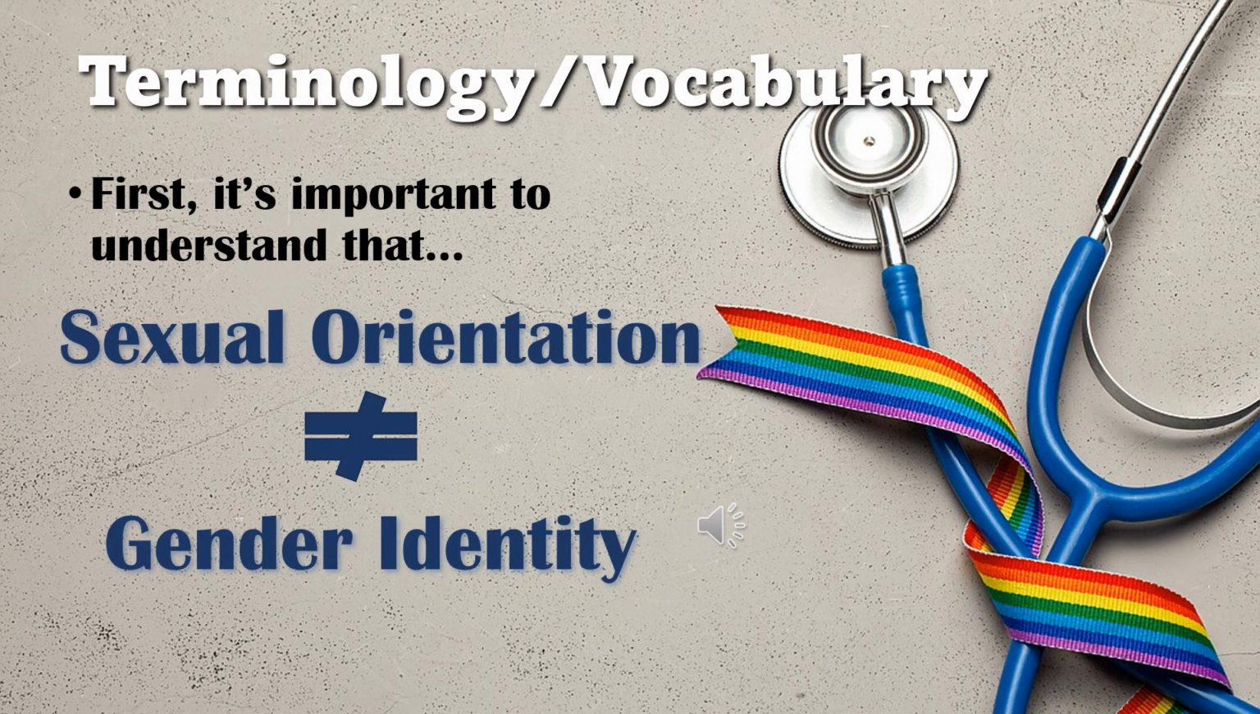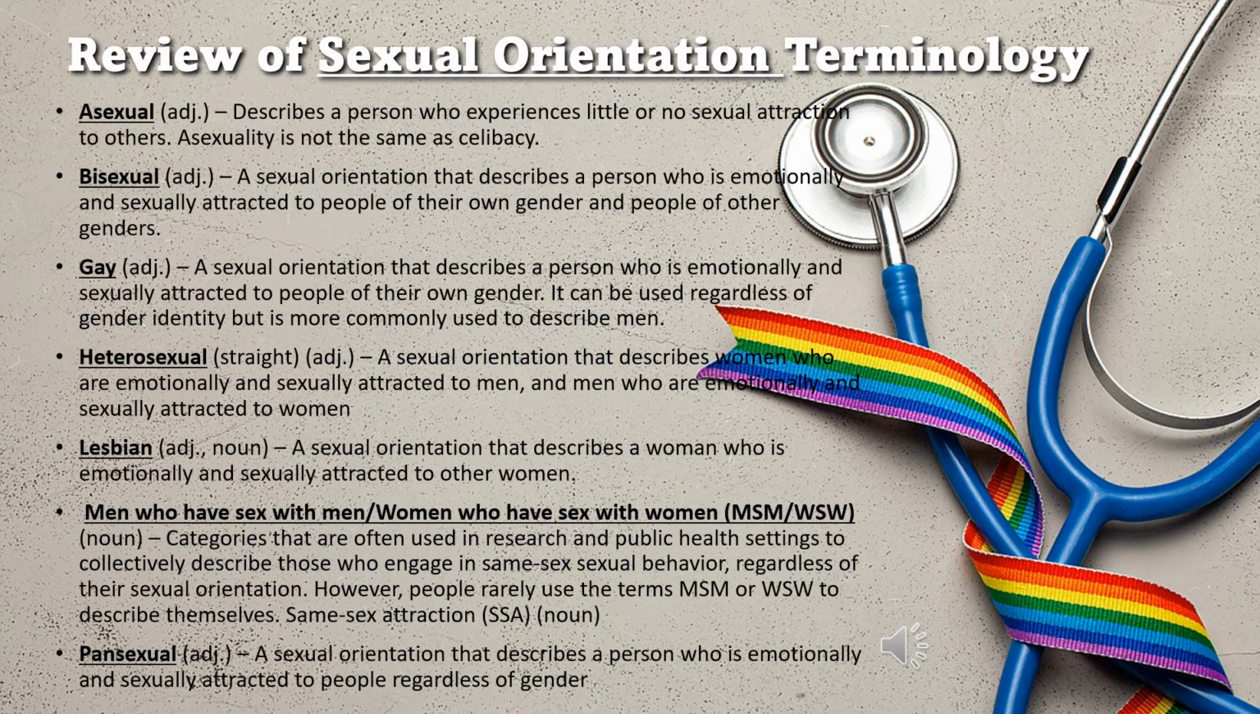Now we're going to branch off into a little bit of the terminology and vocabulary that's associated with this group. But before we begin that, as I had mentioned a little earlier in the program, it's very important to understand that sexual orientation does not equal gender identity. So let's do a review of sexual orientation terminology. We have asexuals who describe themselves as experiencing little or no sexual attraction to others. Asexuality is not the same as celibacy.